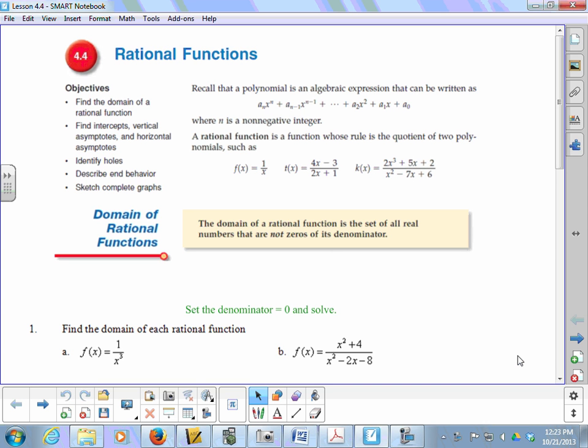Okay, rational functions. A rational function is one where the numerator is a polynomial and the denominator is a polynomial. So basically it's the quotient of two polynomials. Here are some examples of them.